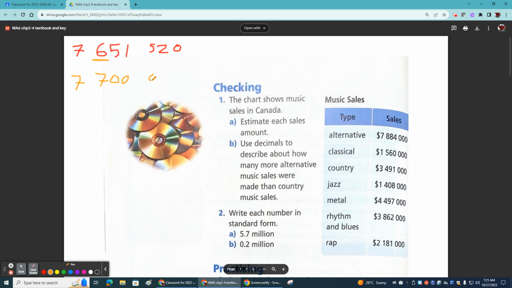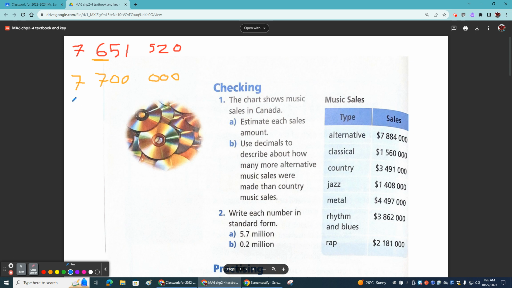So now, instead of saying 7,651,520, now I can easily say 7,700,000. Easier. But it's still kind of long. I don't like having to say 7,700,000. It's too much. So let's make this even easier.